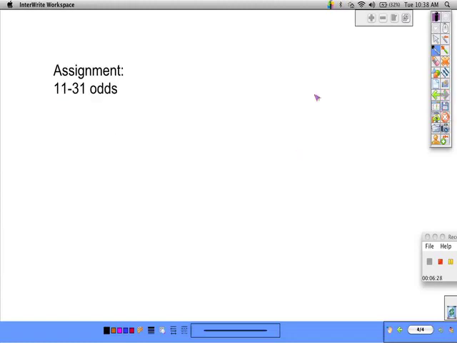So here's your assignment from your packet that you have from the calc book, 11 through 31 odds.